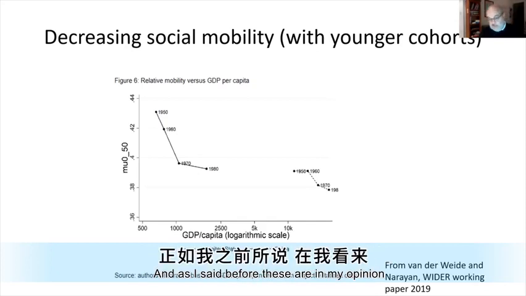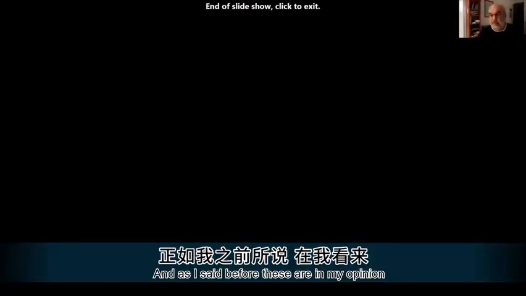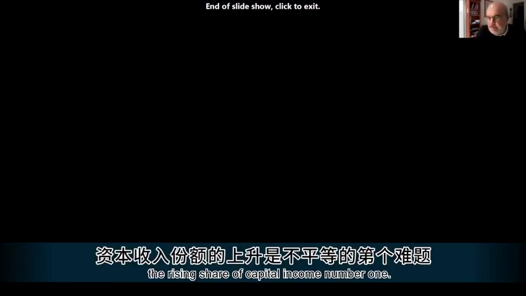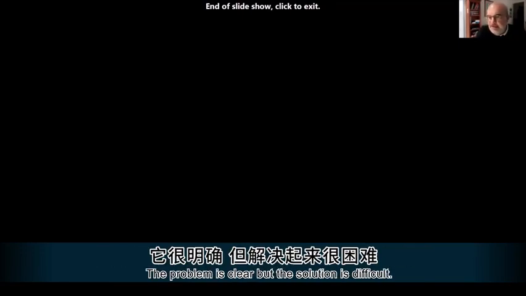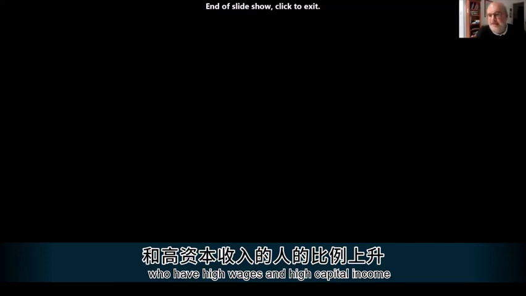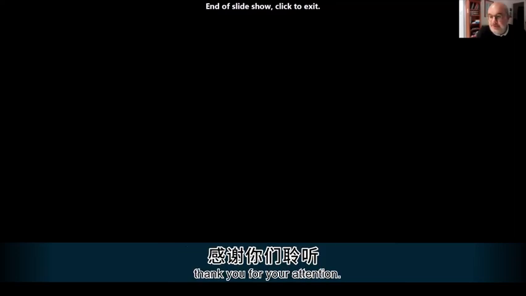And as I said before, these are, in my opinion, the three difficult issues that China needs to face in terms of inequality. Once again, the rising share of capital income, number one. The problem is clear, but the solution is difficult. The rising percentage of people who have high wages and high capital income, and the possibly declining social mobility among the young generation. So let me stop here and thank you for your attention.